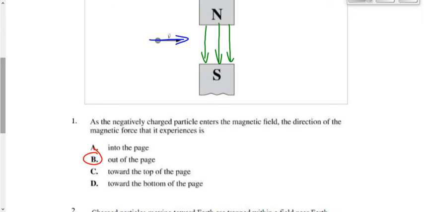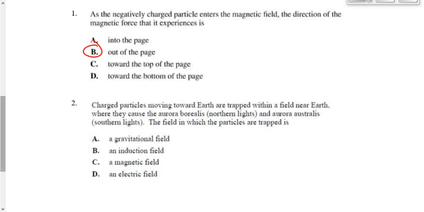All right. Good. Number 2, charged particles moving toward the Earth are trapped within a field near the Earth where they cause the aurora borealis, which are the northern lights, and the aurora australis, which are the southern lights. The field in which the particles are trapped is the, it's not going to be the electric field, that doesn't exist around the Earth. It's not going to be the induction field. So which is it going to be? The gravitational field or the magnetic field? Yeah, it's going to be C.